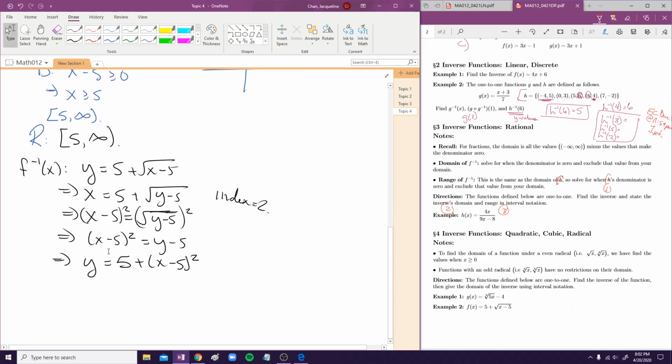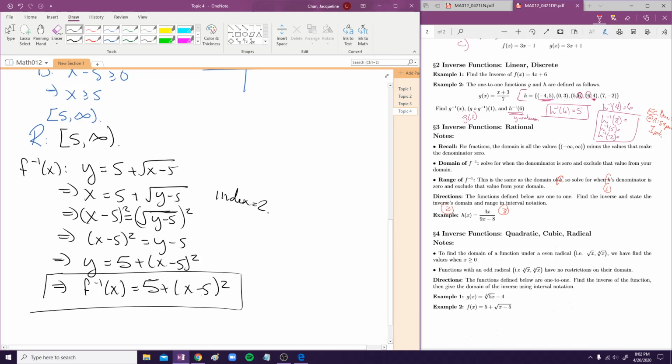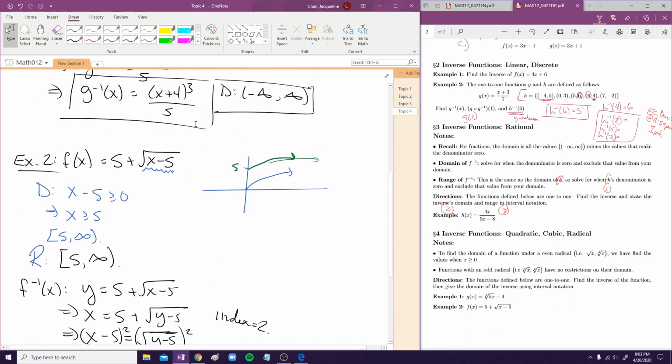Again, remember, what are we looking for? We're looking for f inverse. So this becomes f inverse of x is equal to 5 plus (x minus 5) quantity squared, right? Again, looking straight at this, there is no restriction on the domain because this is a polynomial. There's no fractions, there's no rationals, okay? So looking right at it, it would be negative infinity to infinity. However, we do have restrictions because of this up here.